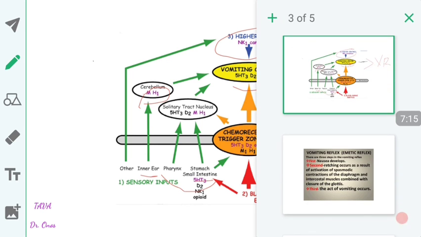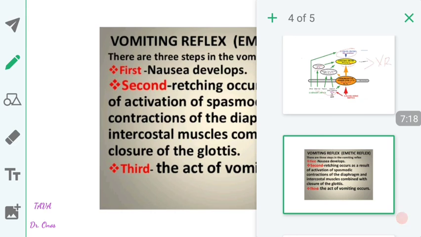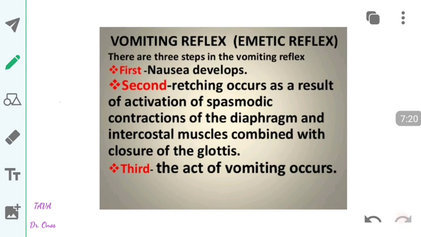Before we talk about the drugs, let's talk about what the vomiting reflex entails. First, once the center is stimulated to initiate the vomiting reflex, the feeling to vomit develops. That's nausea. Then the second thing that happens is a group of linked events. The first is an opening, not a closure, of the lower esophageal sphincter.